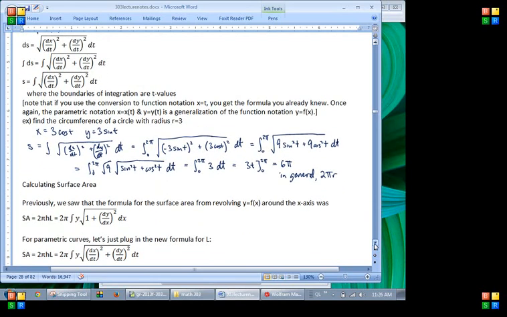For parametric curves, it just becomes this. 2 pi times the integral of y times the square root of dx/dt squared plus dy/dt squared. So extending it to parametric curves is very straightforward. Wait, h and L, they're two.